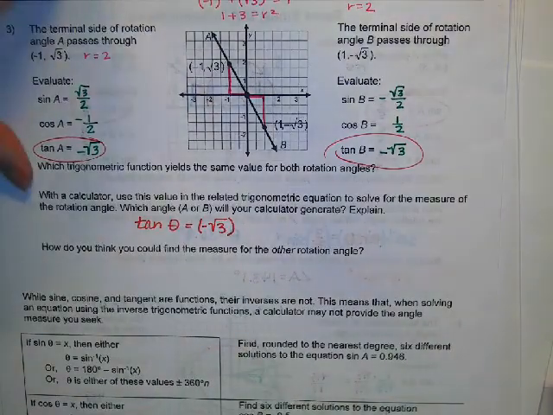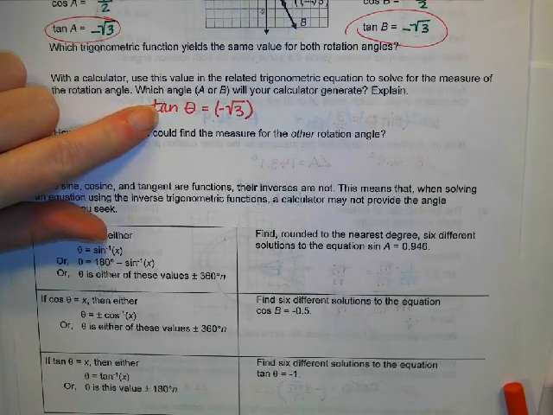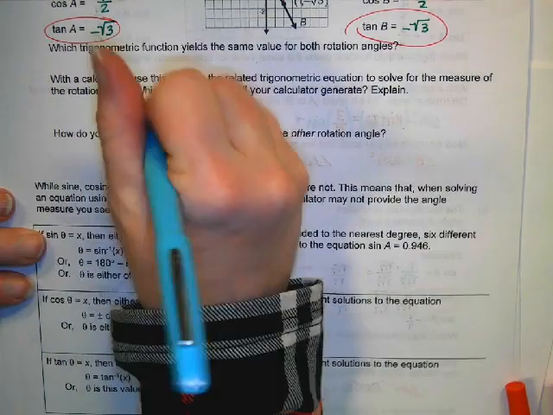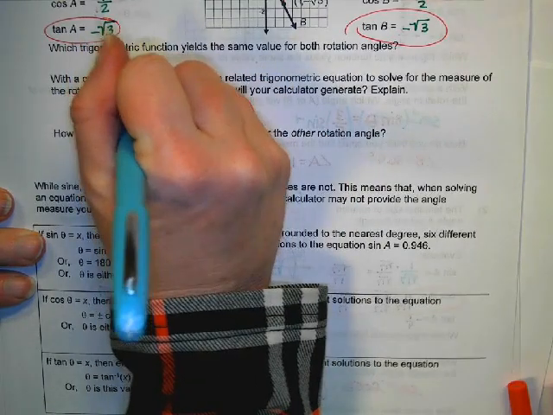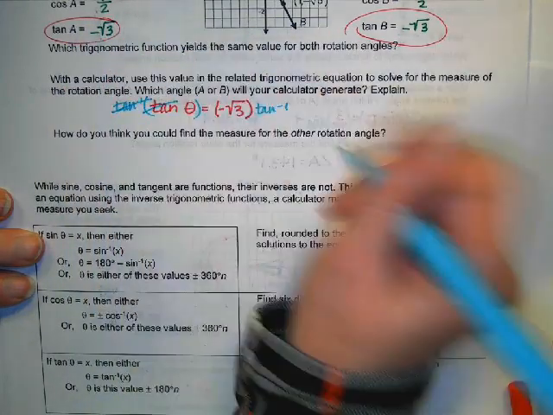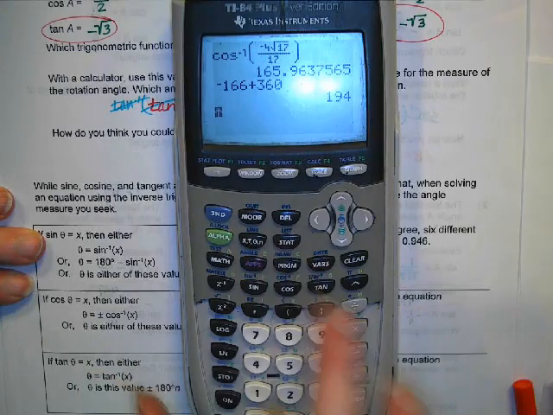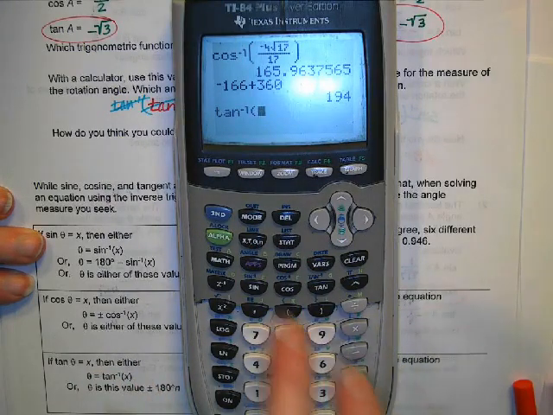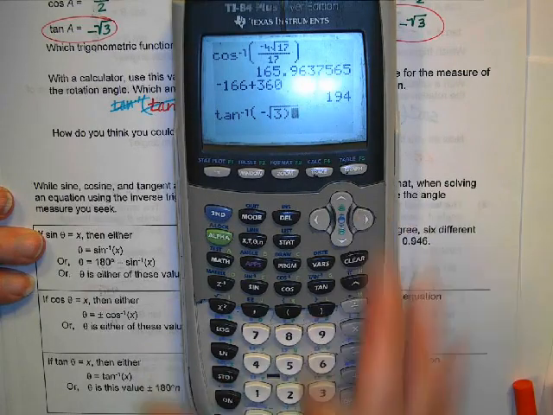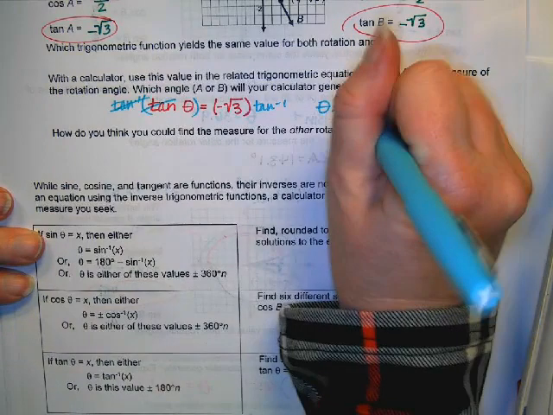I'm trying to solve for theta. I need to get theta by itself, and right now it has a tangent with it. Inverse. So I'm going to inverse tangent. That leaves me theta equals inverse tangent of negative square root 3. Negative 60. So I got theta is negative 60.